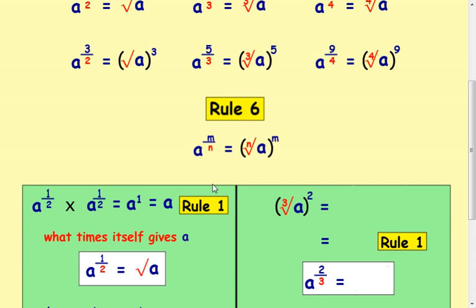Okay, so for any value, if you're taking it to a fractional index or power, the top bit is the power and the bottom bit is always the root. It always works out like that. And once you get it in this format here, with the root and the power, you can actually work it out with numbers. Again, we'll look at that in the next lesson.